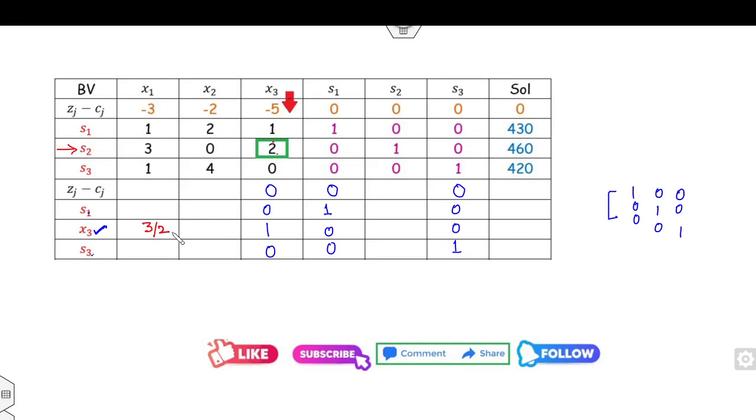So this part is my 3 over 2, 0, 0, 1 over 2, 0, and 230. Fine. Now the rest of the values you can easily compute.